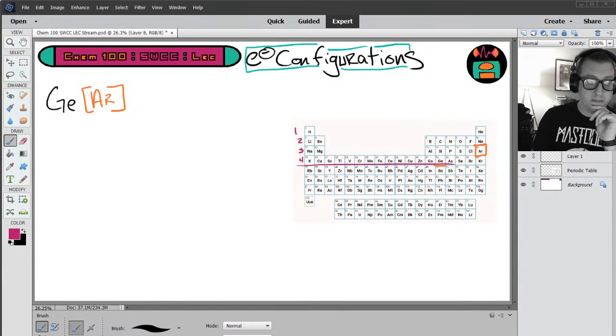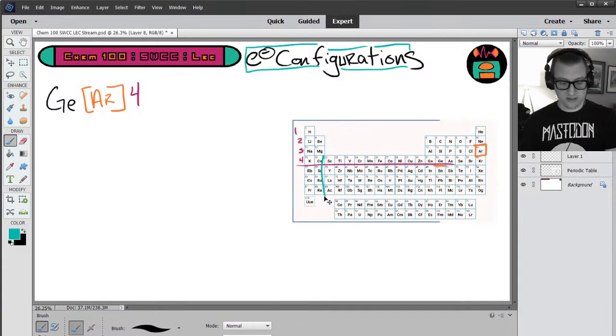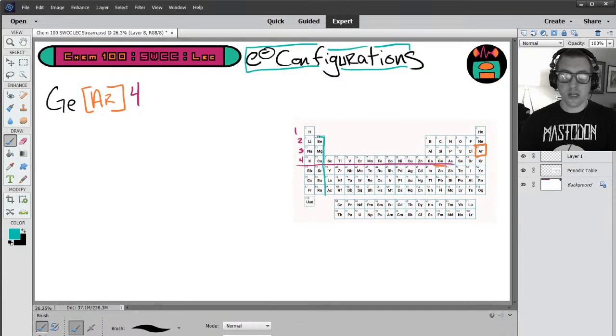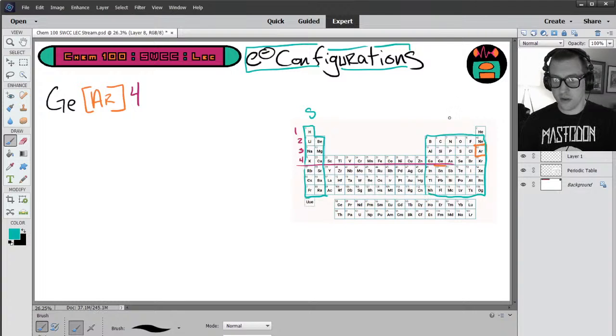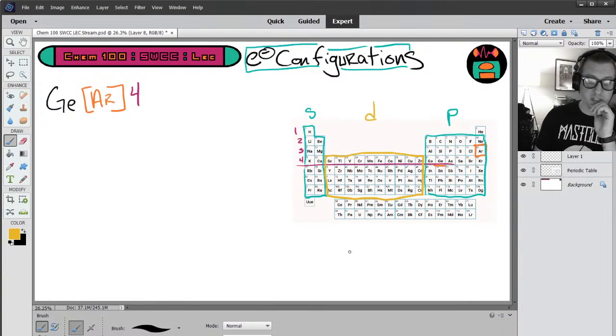So we're on the 4th period, and you'll notice germanium is all the way over in the P block. Now we've done elements in the P block before, but we've never done a P block element after crossing the D block. All right, so this will be a bit of a new experience. Let's figure this out one step at a time.